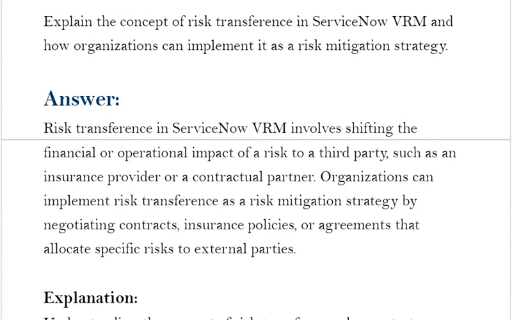Your answer should be: risk transference in ServiceNow VRM involves shifting the financial or operational impact of a risk to a third party, such as an insurance provider or a contractual partner. Organizations can implement risk transference as a risk mitigation strategy by negotiating contracts, insurance policies, or agreements that allocate specific risks to external parties.